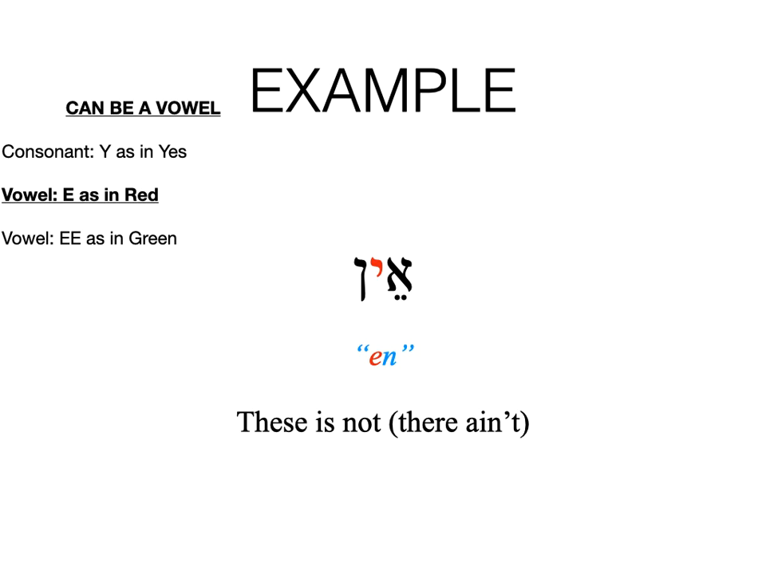Here's an example where there is nothing underneath and there are two dots in front, therefore the sound is e. Aleph is silent, so we start with an e sound, and the final letter is n. So the sound will be ein. And ein means there is not. One way to remember this is "there ain't." Like in English, when some people say "they ain't," that's what ein means, there is not.